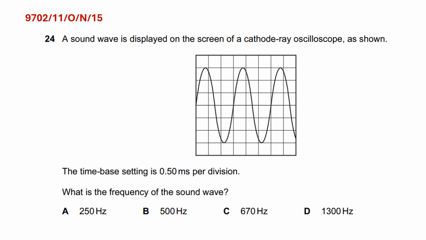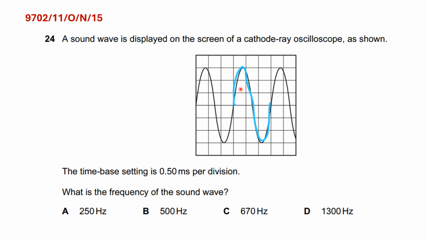One more practice for you. I know you are getting tired of this because it's kind of repetitive. So a sound wave is displayed on the screen of a cathode ray oscilloscope as shown here. The time-based setting is 0.5 milliseconds per division. What is the frequency of the sound wave? What do we need to find first? You are right. Any cycle, any one, just to determine how many boxes I have in one cycle.